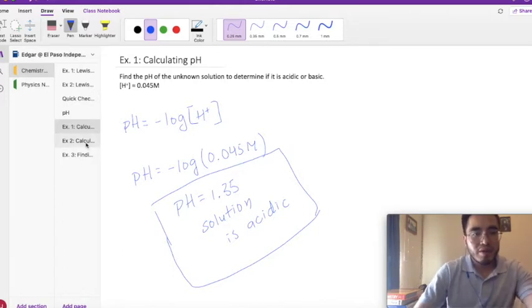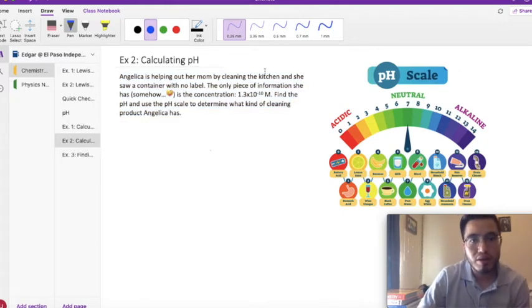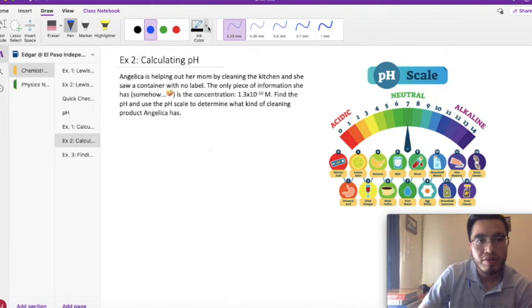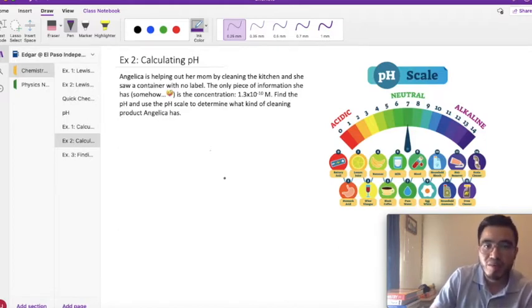Let's work on example 2. It says, Angelica is helping out her mom by cleaning the kitchen and she saw a container with no label. The only piece of information she has, somehow, is the concentration of hydrogen ion, 1.3 times 10 to the negative 10 molar. Find the pH and use the scale to determine what kind of cleaning product Angelica has.